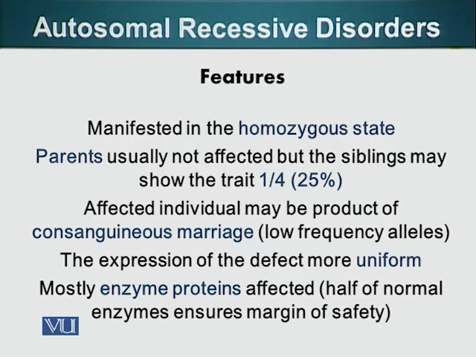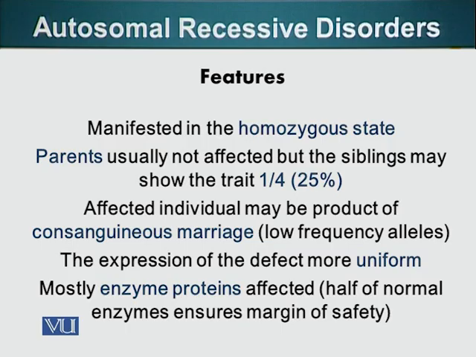Expression of the defect is more uniform. Autosomal recessive disorders don't have reduced penetrance or variable expressivity. Most of the time, the autosomal recessive disorders result from mutation or change in enzyme proteins, genes coding for enzymes. The reason is we have two copies of gene. We have a paternal copy and a maternal copy. So if one of those copies is mutated or is a defected allele, it is okay because the normal copy will compensate for the defective copy.